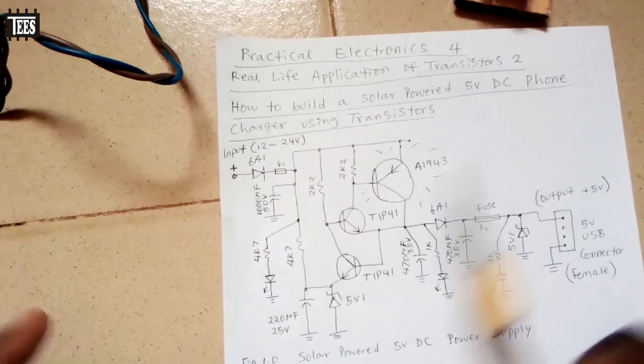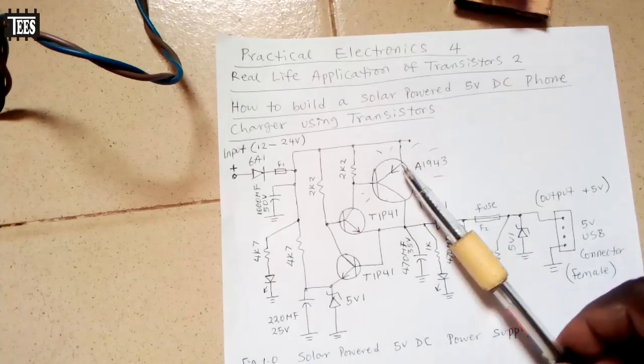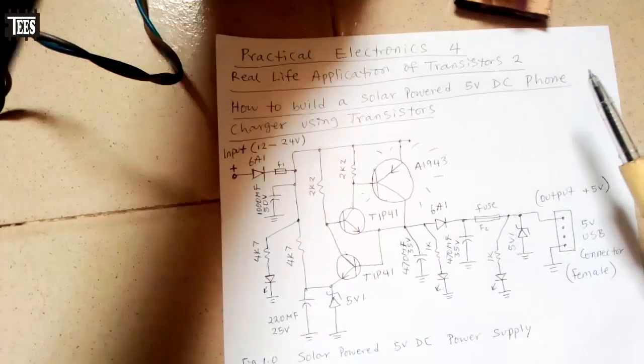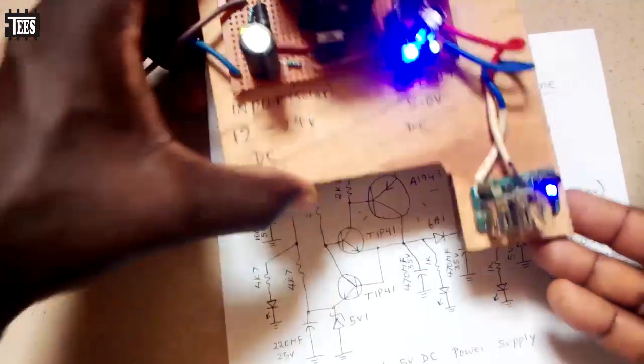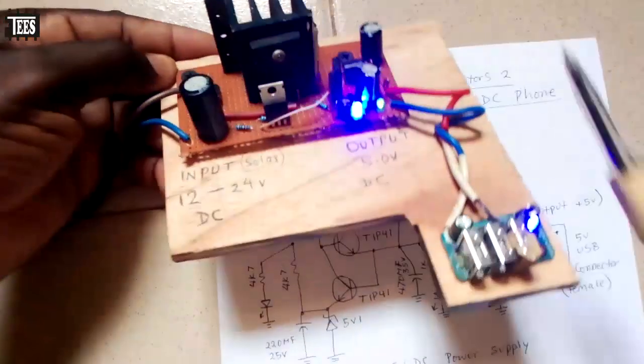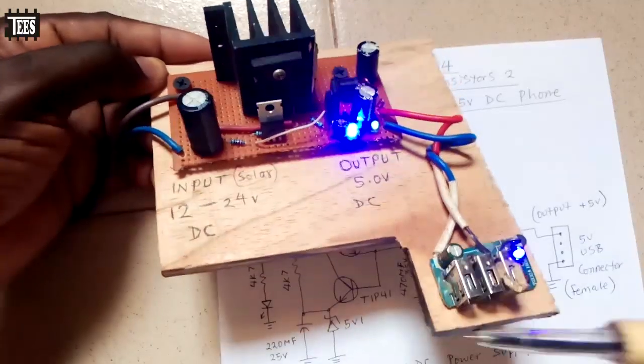There is no digital stuff here. Everything is just purely analog. So you see, it's very, very simple, and this device works very well. I've used it to charge big, large Android phones. So what you have here is over 3 amps, over 4 amps.